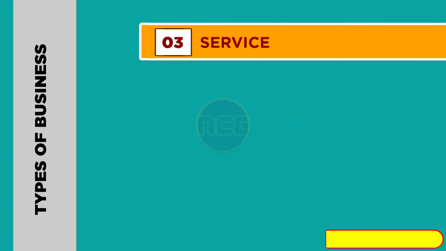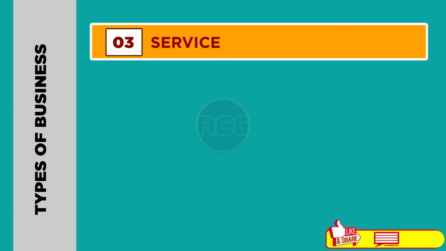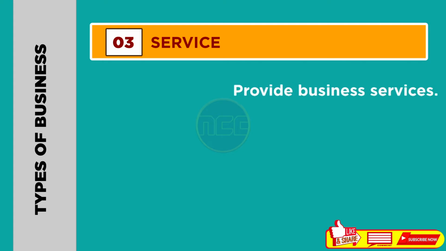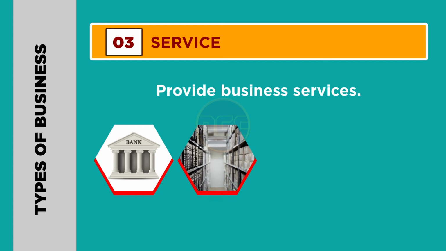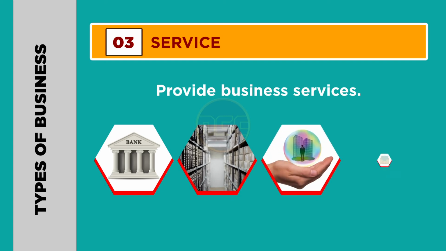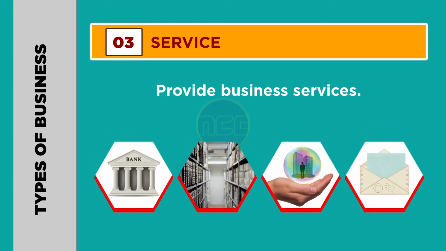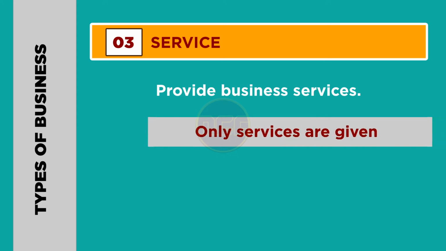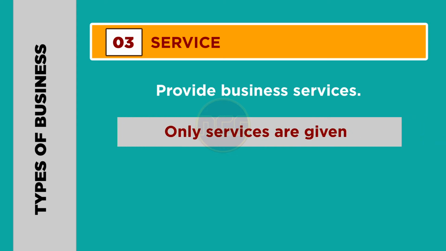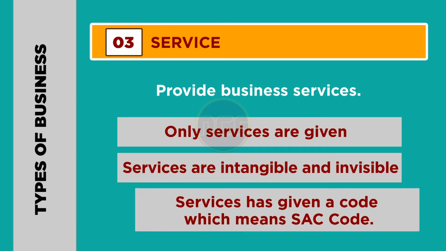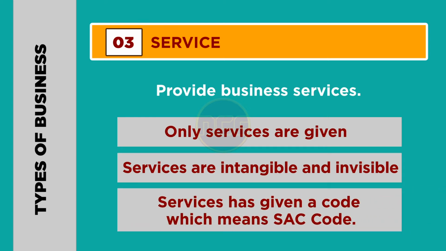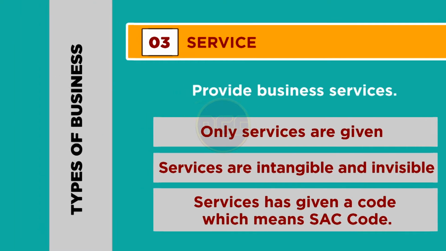Then the third type of business is service. Here the business provides services, for example, bank, warehouse, insurance company, post office, etc. Here only services are given, and services are intangible and also invisible. Services are given a code, which is called the SAC code.